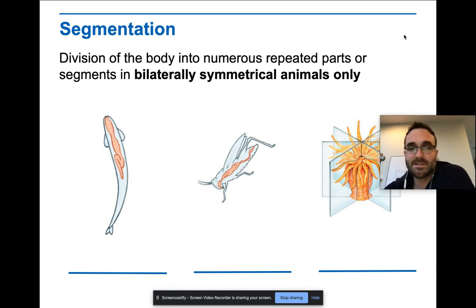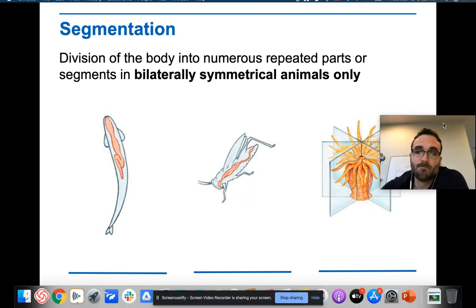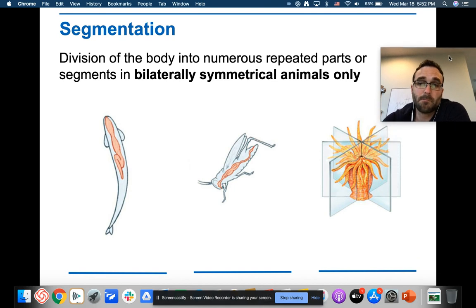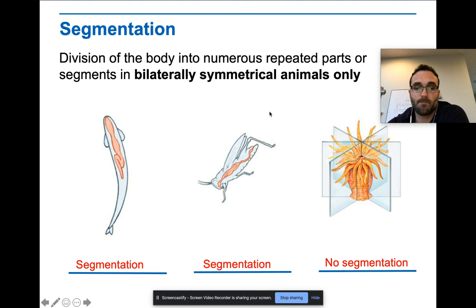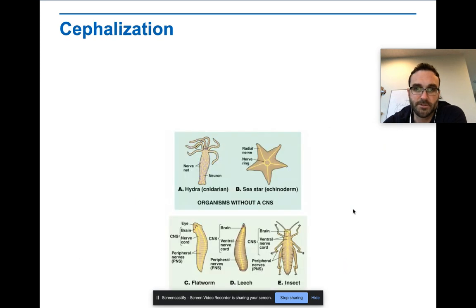Segmentation. Segmentation occurs only in animals with bilateral symmetry. So we see, like, a porpoise. This could be a porpoise or fish. We have a grasshopper, but then again, we do not have any type of segmentation in those radial organisms. Oh, radial symmetry, sorry.